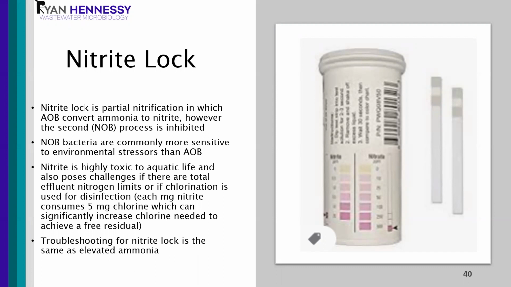Nitrite lock would be considered partial nitrification. If you have a condition of nitrite lock, the first set of bacteria, the AOB, do their job. They convert the ammonia to nitrite. However, the second, the NOBs, are inhibited. The NOBs, the bacteria that convert nitrite to nitrate, tend to be more sensitive to a lot of stresses than the AOBs.